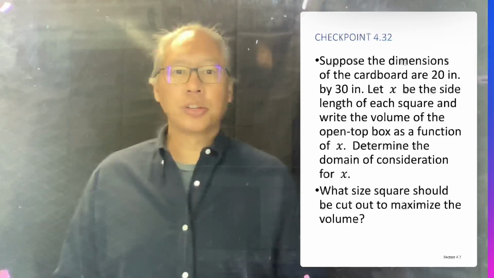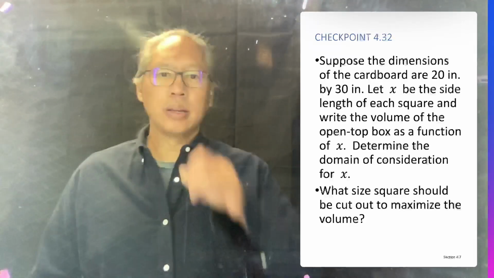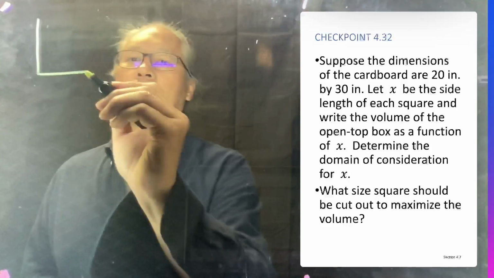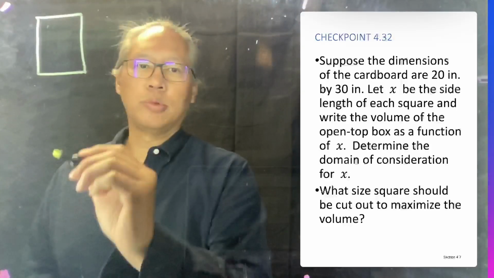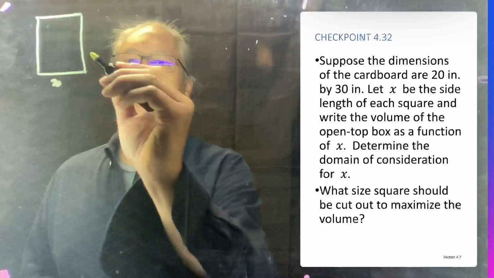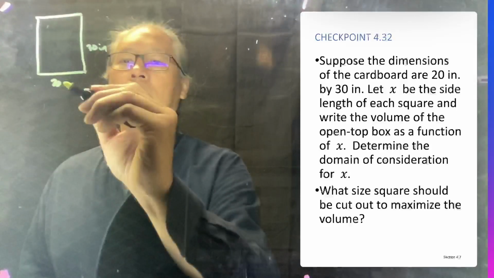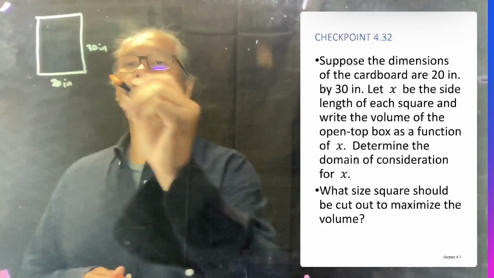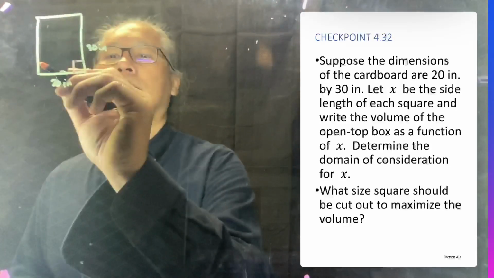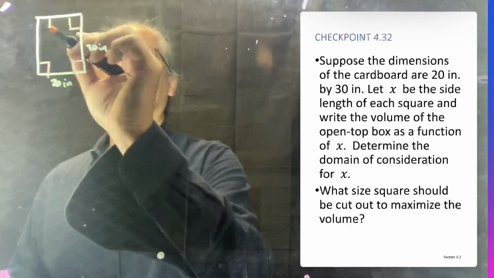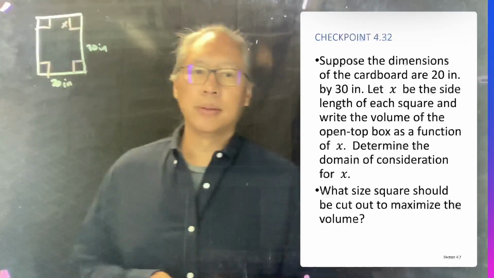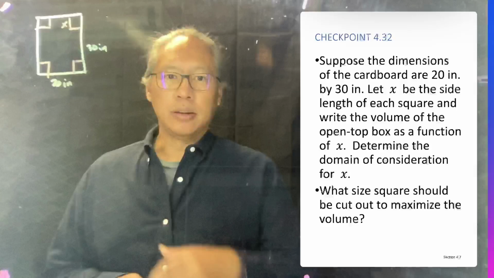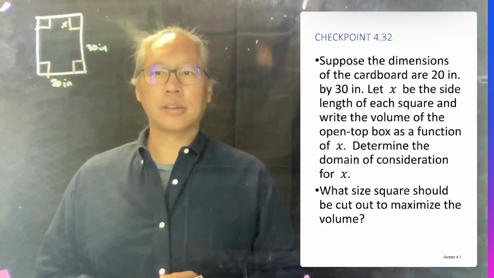Hello, this is checkpoint 4.32. It says we have dimensions of cardboard to be 20 inches by 30 inches. So we have a rectangular cardboard that's 20 inches by 30 inches, and we're going to cut off a corner of that, or 4 corners from there, of square size X. And then they want us to figure out the domain of consideration for X.